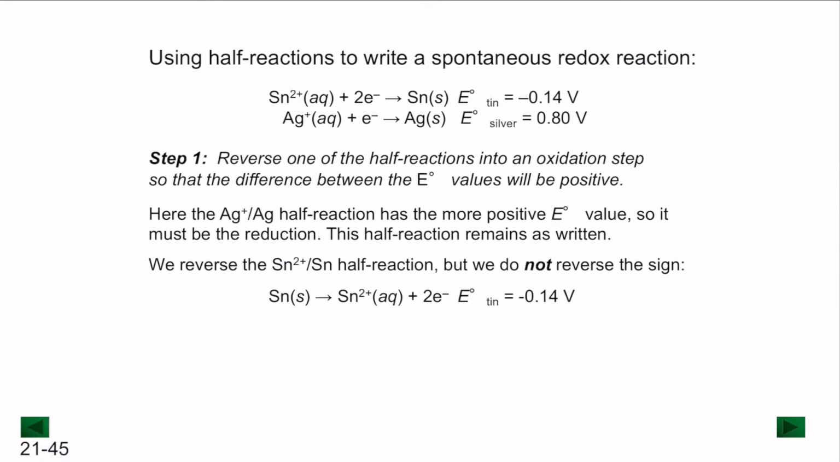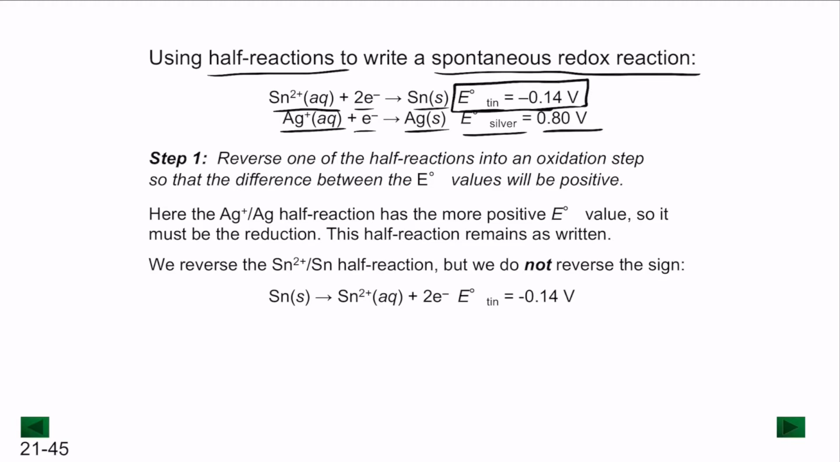Let's say you are using half reactions and trying to write a spontaneous redox reaction. Let's take into consideration these two reactions right here. You have Sn2+ plus 2e- gives you Sn, which is tin. The E value for tin is negative 0.14. And Ag+ plus e- gives you Ag solid. E of silver is 0.80. Now we do not know which one is oxidation and which one is reduction. First, compare the values. The first thing to remember is to take the reaction that has the smaller E value and flip that reaction.